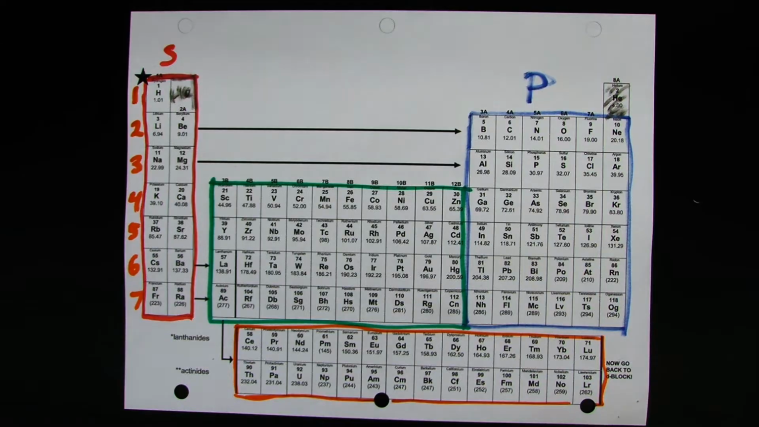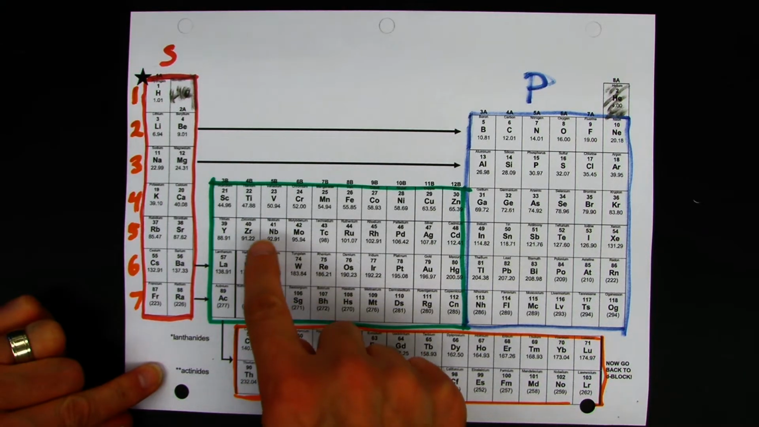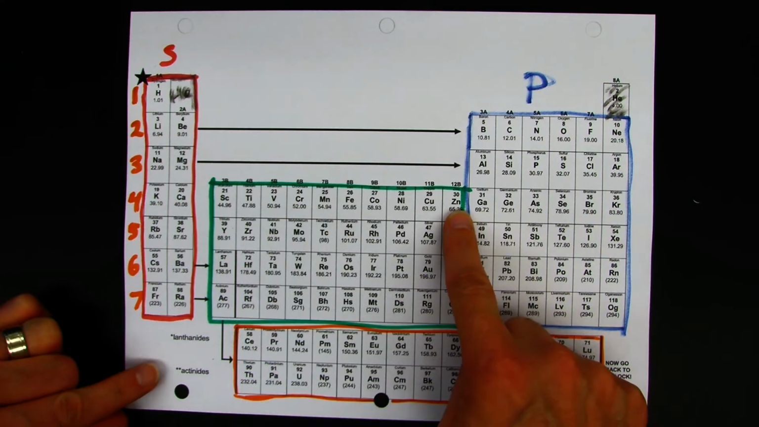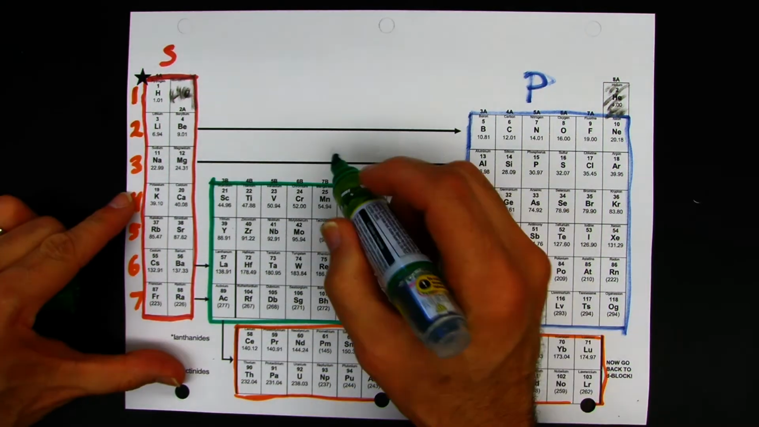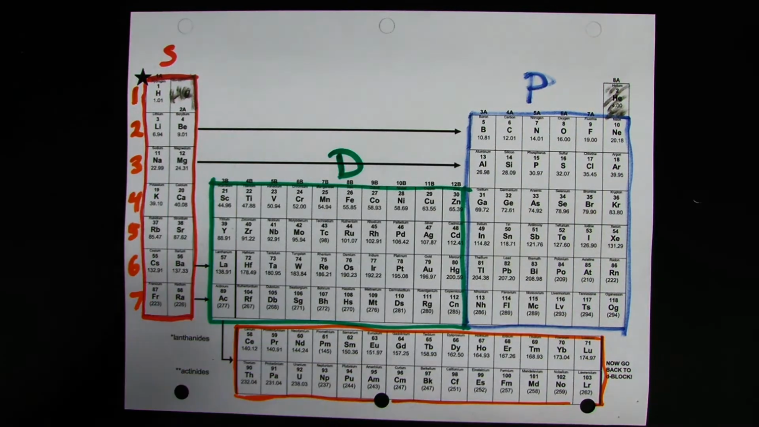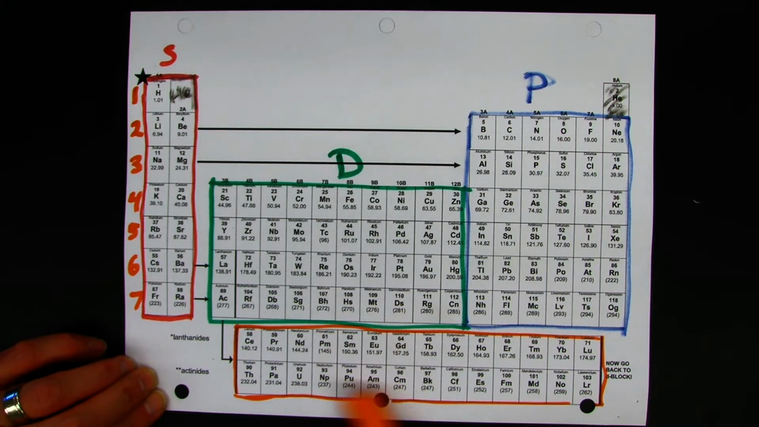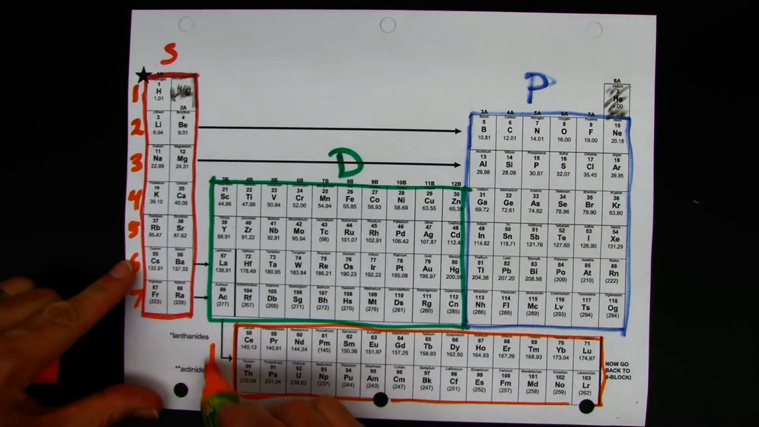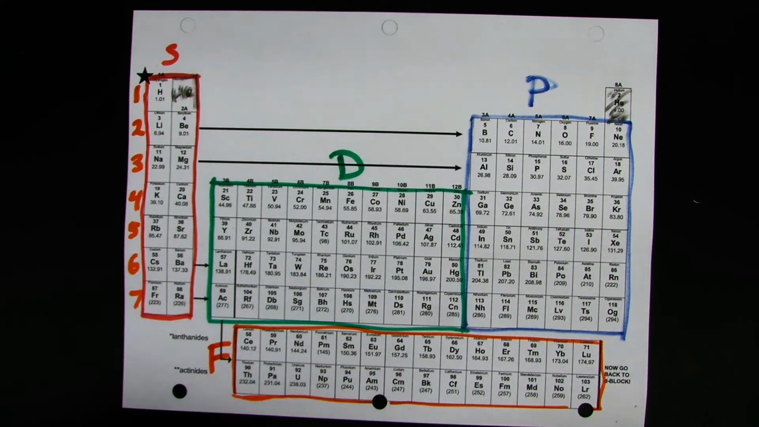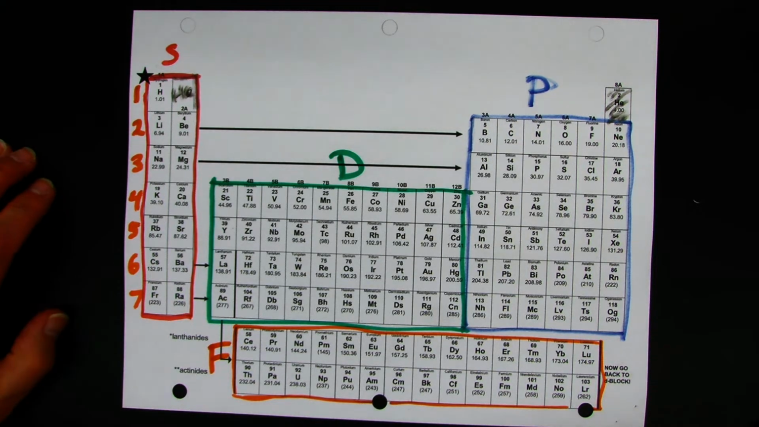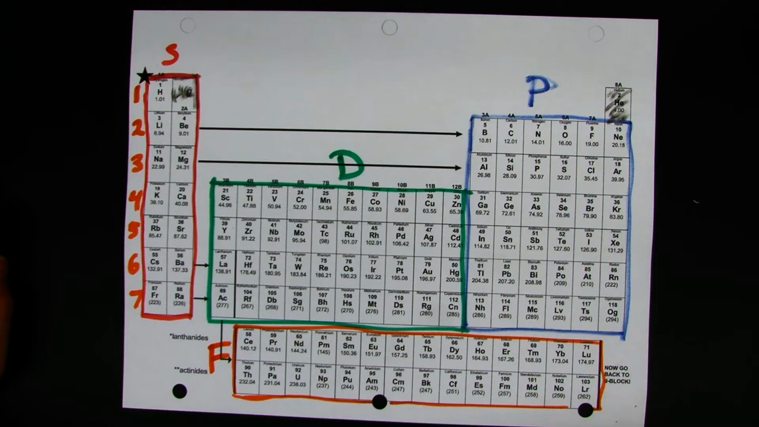Next, here, since the D sublevel has 10 electrons max, and this is 10 elements wide, this is called the D block. And finally, since this part here matches with the F sublevel, because the F sublevel holds a maximum of 14 electrons, this has 14 elements across, this is going to be the F block. The F block. Okay, so now we have our periodic table set up, and we've broken it up into S, P, D, and F blocks.